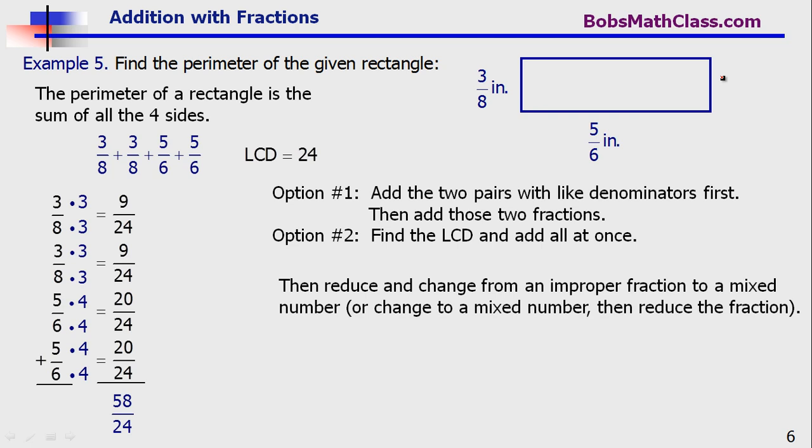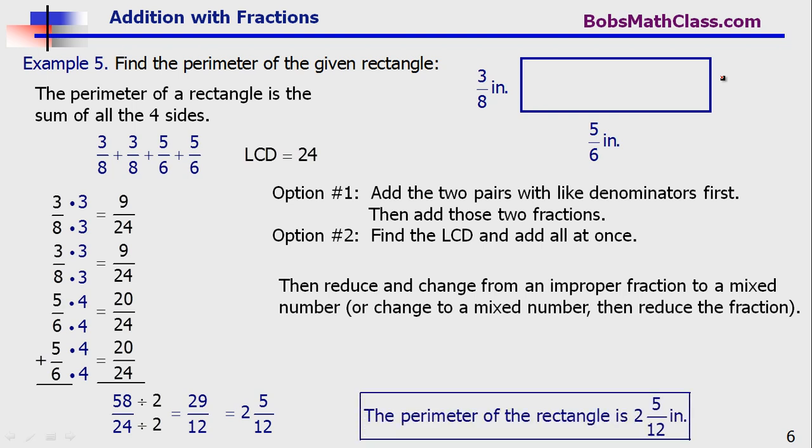I wrote a note there. Then reduce and change from an improper fraction to a mixed number, or change to a mixed number and then reduce, your choice. If I'm dividing by 2 first, that gives you 29 over 12, and then divide 12 into 29. 12 goes into 29 twice with a remainder of 5. Hopefully I remember to put the units, which in this case is, what is it? Inches. So 2 and 5/12 inches.